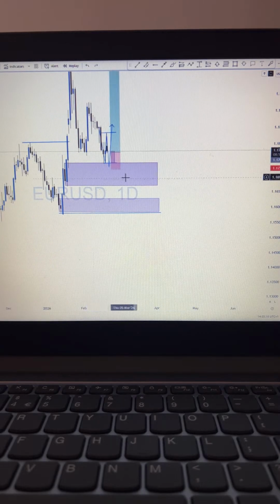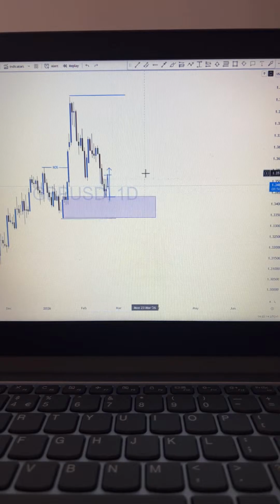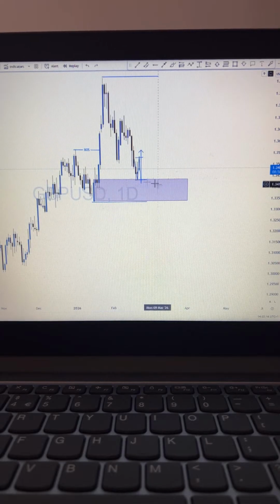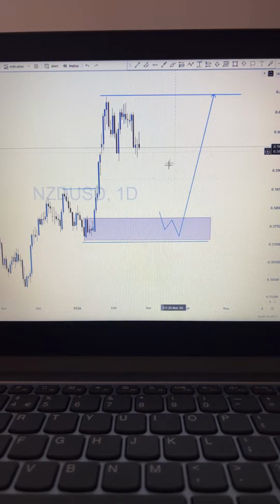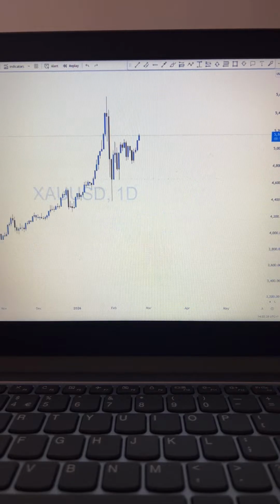Like this Euro USD, I have it in my list. GBP USD, I have it in my list. What I do is wait for the day price will come to any of these setups. Any day I get the setup on Euro USD, I trade it. Any day I get a setup on AUD USD, I trade it. Once I've been able to map out that zone, I will just wait for any day price comes to them. I trade.